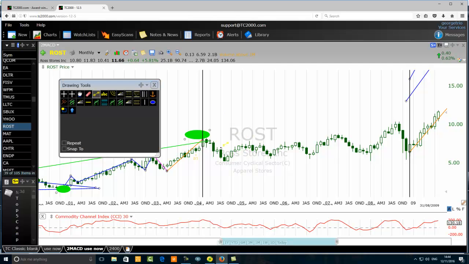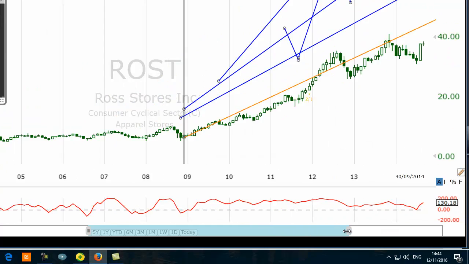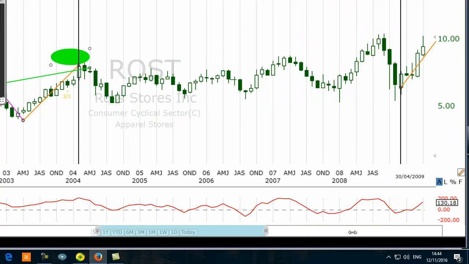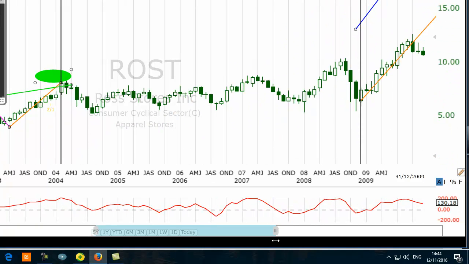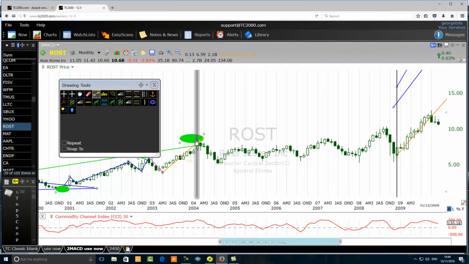Can you see the triangle here? Can you see the triangle, my friend? Can you see the triangle? All right. So I believe that triangle is a bit messy.